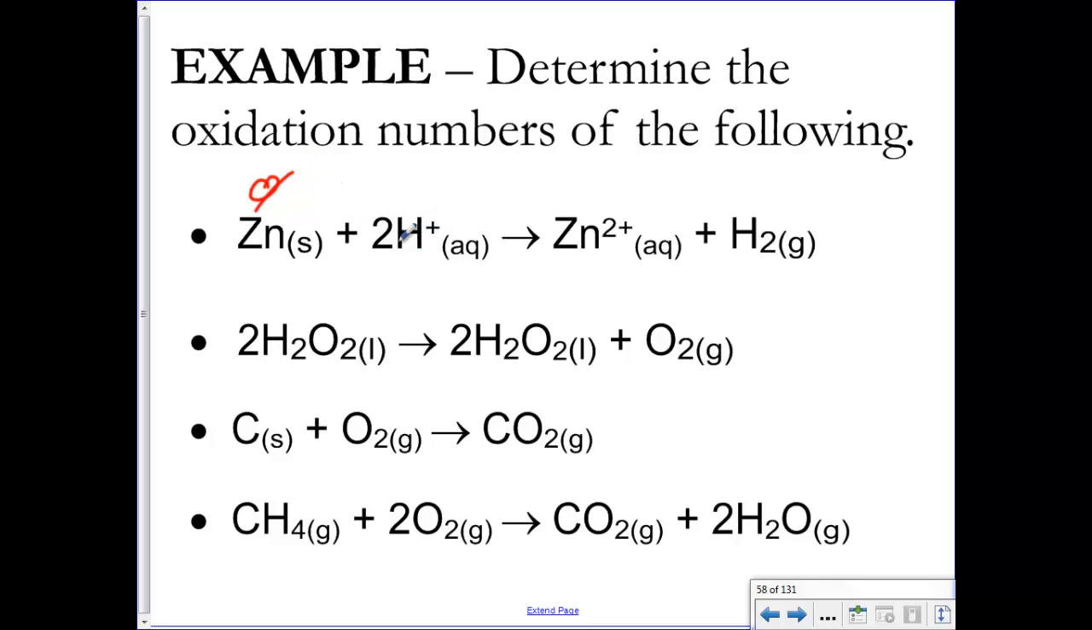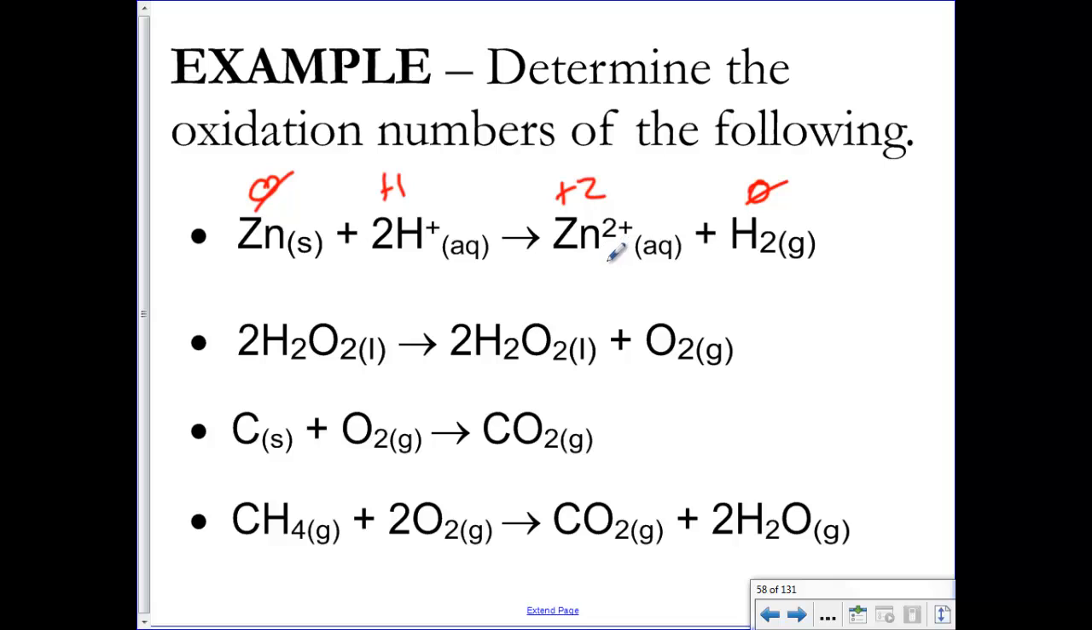Okay. Hydrogen right here has a +1 charge, so +1. Zinc right here has a +2 charge, so +2. And then hydrogen right here? 0. Good. Why? I told you it was always +1, but no, this is elemental, atoms of hydrogen, not ions of hydrogen. Because this is a neutral atom, not an ion. It's an elemental form, so it's a 0.